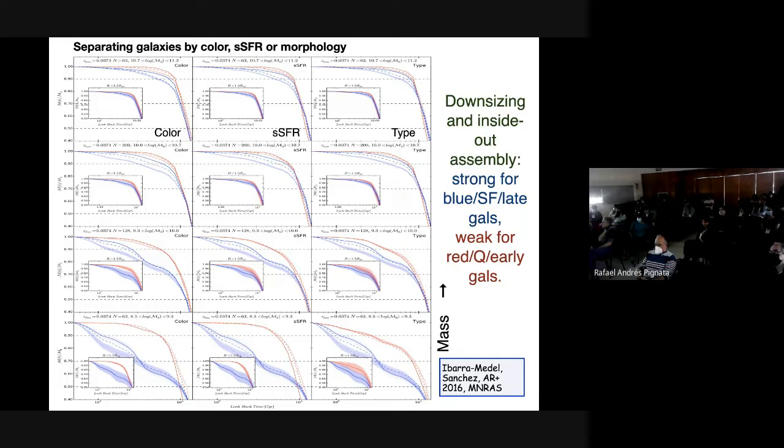The same happens with colors. Here are red galaxies and blue galaxies, or star-forming galaxies and quenched galaxies. We separated several cases. And the other thing is that the inside-out is more pronounced in late-type, blue, or star-forming galaxies than in the red, early-type, or quenched galaxies.